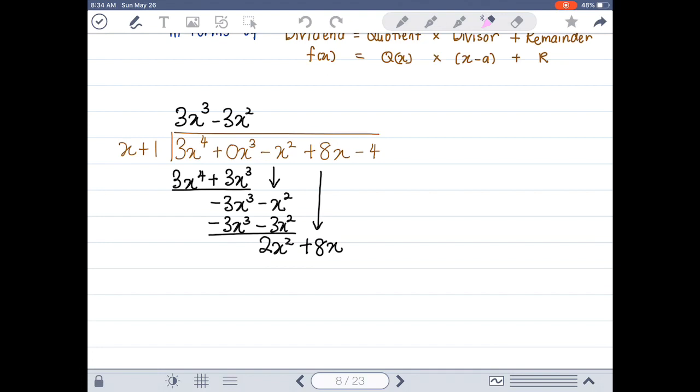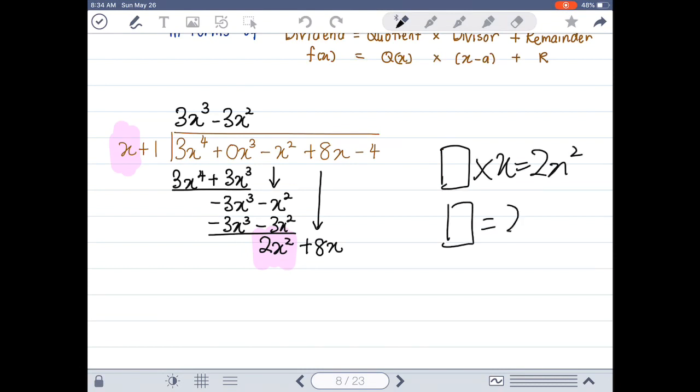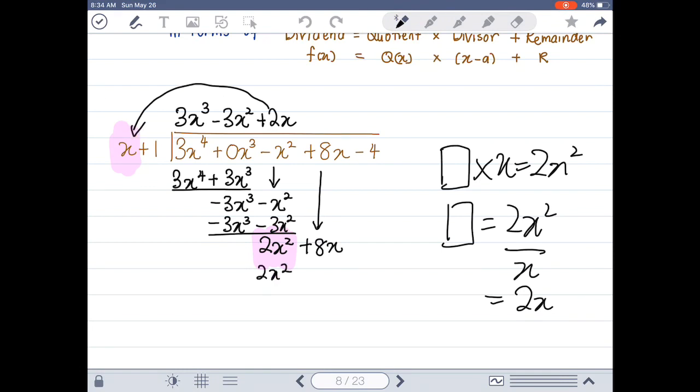What times x should get 2x squared? So what equals 2x squared divided by x, so equals 2x. So we write down here plus 2x. Plus 2x times x should get 2x squared. Plus 2x multiplied with plus 1, you should get plus 2x.